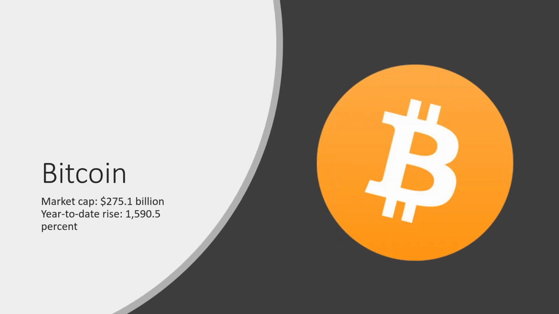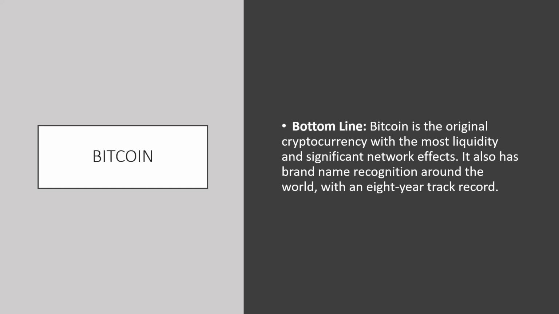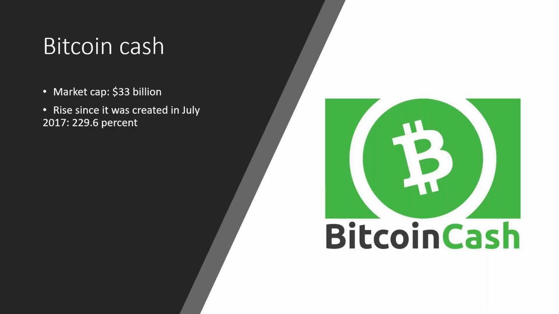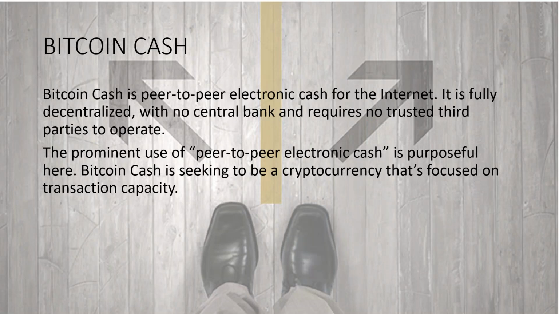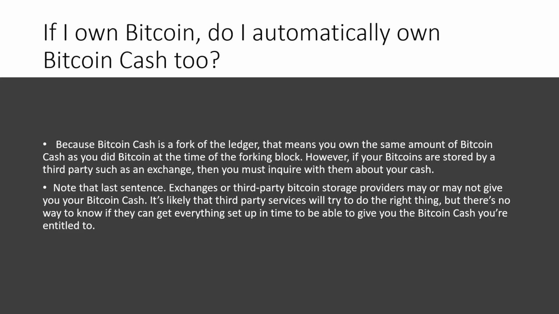So at ETX, we only offer the largest coins and the ones that have liquidity and volume. So we start out with Bitcoin, of course. And Bitcoin is the original cryptocurrency. We have Bitcoin Cash, which is a fork of Bitcoin. Bitcoin Cash is a peer-to-peer electronic cash for the internet. It is fully decentralized with no central bank. So Bitcoin Cash is a continuation of Bitcoin project as a peer-to-peer digital currency.